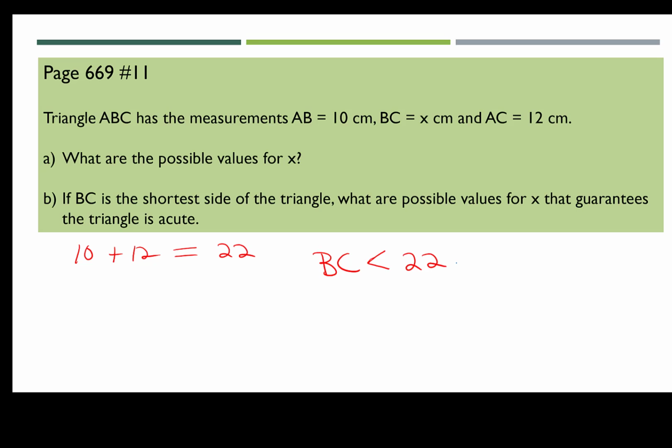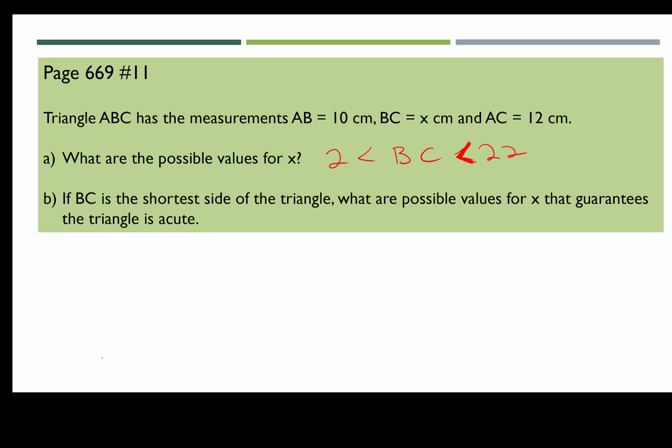Next, to find the shorter end, we're going to take these two numbers and subtract them. 12 minus 10 is 2. So BC has to at least be greater than 2 for this theorem to work. And so we can set up the answer as an interval. That means it has to be somewhere between the numbers of 2 and 22. And all we did was add the two values that were given to us and then subtract the two values that were given to us.